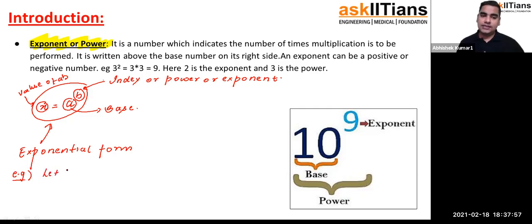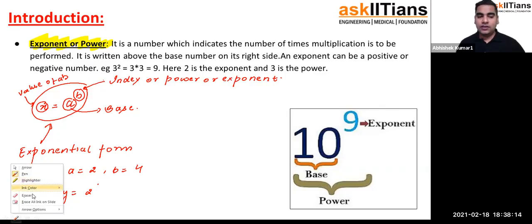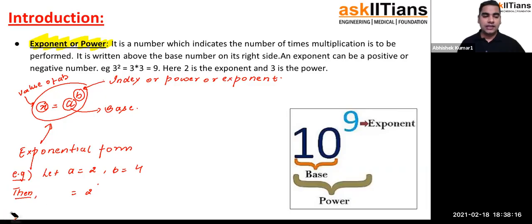Let's say a is 2, b is 4. Okay, a is 2 and b is 4. Then what is the exponential form that we are going to have? The exponential form will be y is equal to 2, x is equal to 2 raised to the power 4. I don't know the value of 2 raised to the power 4, but for the sake of simplicity, right now I am calling it x. So x will be 2 raised to the power 4.